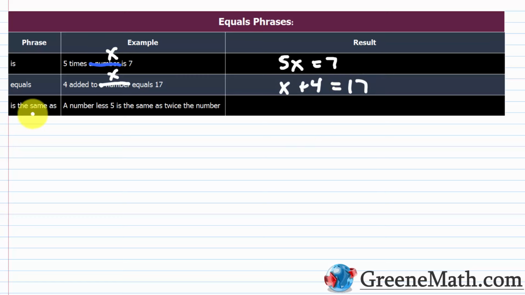Then we have is the same as. So a number less 5 is the same as twice the number. So let's line this part out here and put x. Let's line out this part here and put x. So x less 5, that's x minus 5, is the same as. Okay, that's basically us saying equals, right? It's implying sameness. So is the same as is equals. And then we have twice x, so 2 times x.